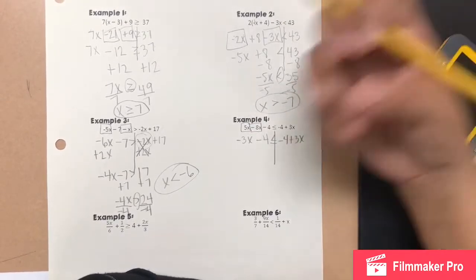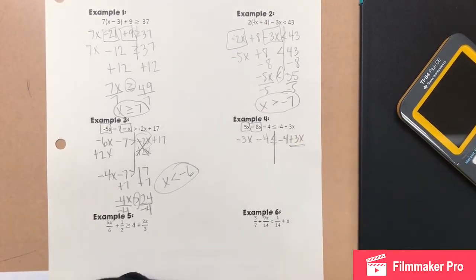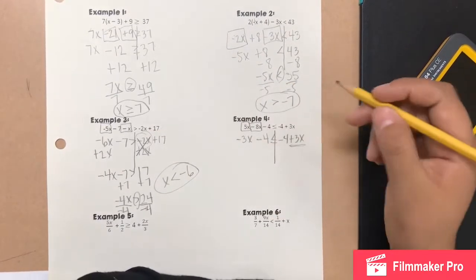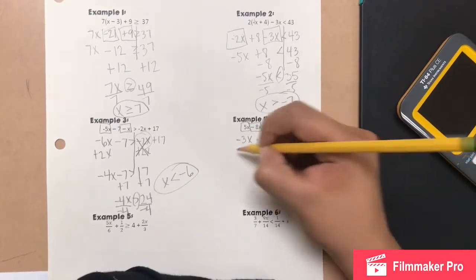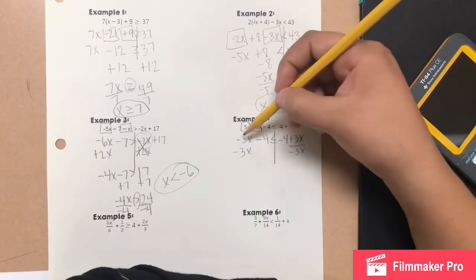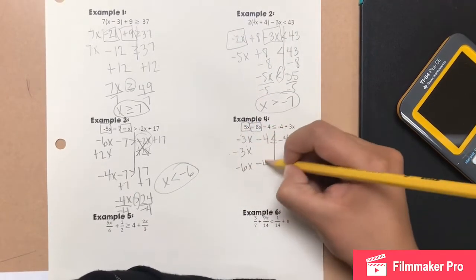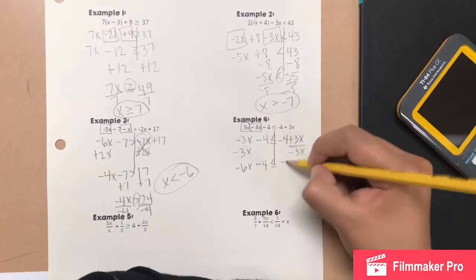Now I want to move the variables off to one side. So I'm going to move positive 3x to the left. The opposite of positive 3x is to subtract 3x from both sides. These do not cancel. Be careful here. This is negative 3x minus 3x, which is negative 6x, minus 4 is less than or equal to negative 4.